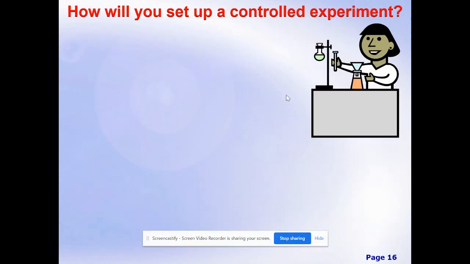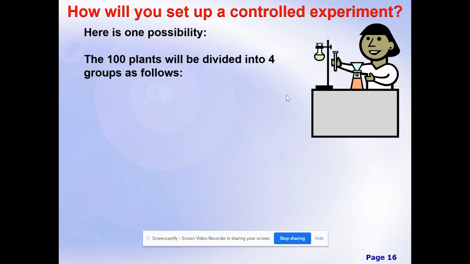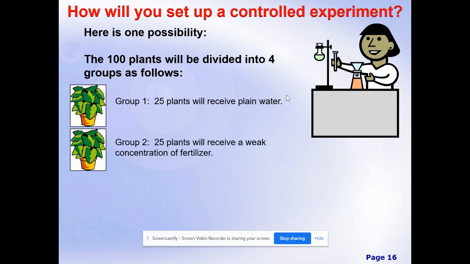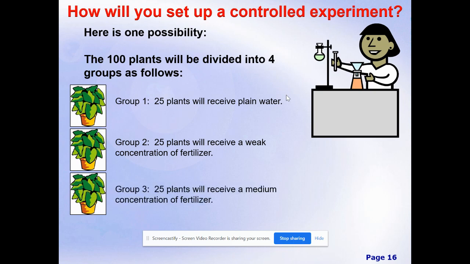Okay, now, how will I set up a controlled experiment? Remember, you have 100 plants. Okay, so here's one example. The 100 plants are divided into 4 groups as follows. Group 1, 25 plants will receive plain water. Group 2, 25 plants will receive a weak concentration of fertilizer. Group 3, 25 plants will receive a medium concentration of fertilizer. And group 4, 25 plants will receive a high concentration of fertilizer.